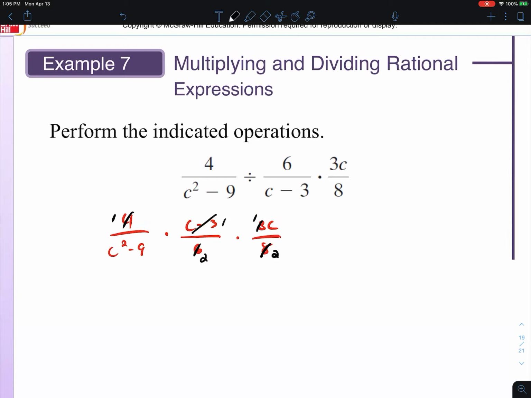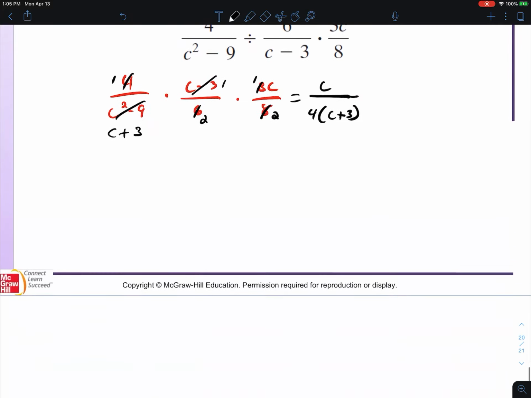Now you know here that this is going to be a c plus 3 if I do the c minus 3 and then the c plus 3. So when I go across here, it looks like I'm going to have a c in my numerator, and then my denominator looks like it's going to be 4 times c plus 3. And that should be your answer for this example.